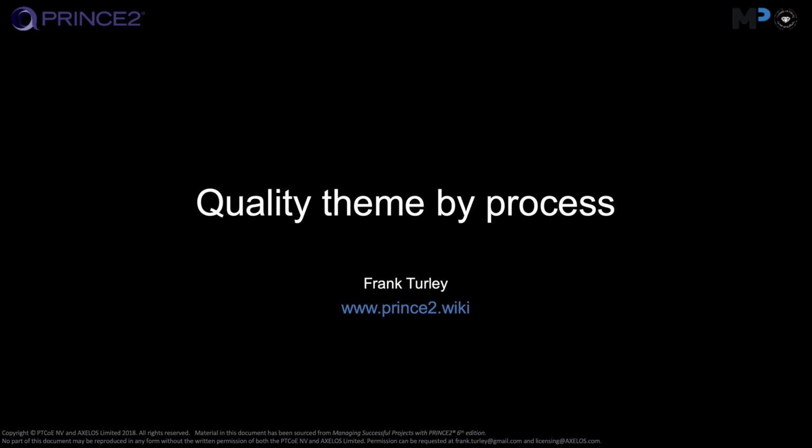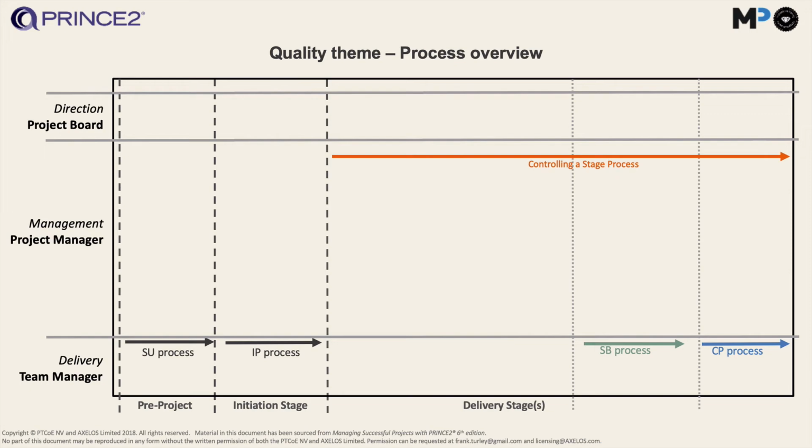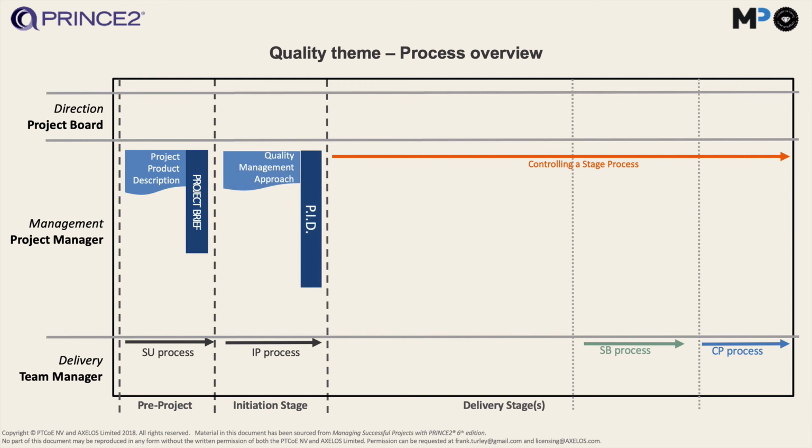Here I will give you an overview of what happens for the quality team by process. So, the very first time we mention quality, when is that? Well, it's in the pre-project or the starting of a project process, and that's when we create the project product description. So we put in the quality criteria or the acceptance criteria, actually, which is quality information. So that goes into the main product description, like our vision document of what the end product would look like, and that becomes part of the project brief.